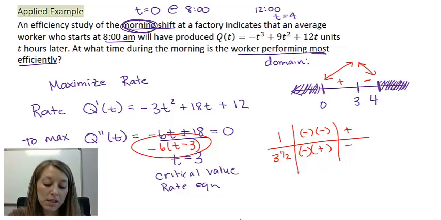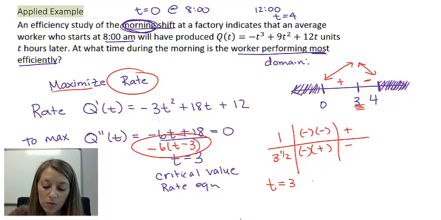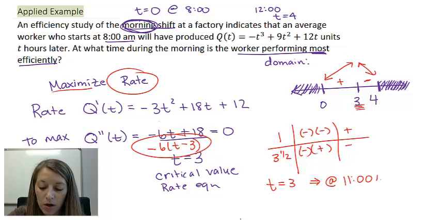So my question is then answered. At what time during the morning is my worker performing most efficiently? Meaning, when is my rate equation maximized? What's maximized at my 3 value here? So when t is equal to 3, that tells me 3 hours past 8 o'clock. So that means at 11 a.m. my worker is performing the most efficiently.